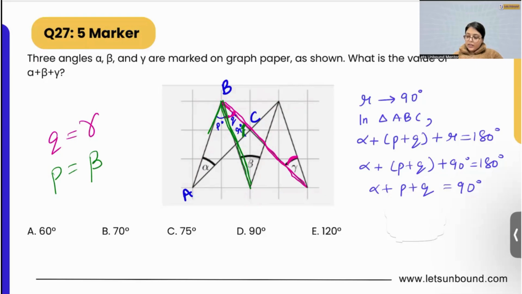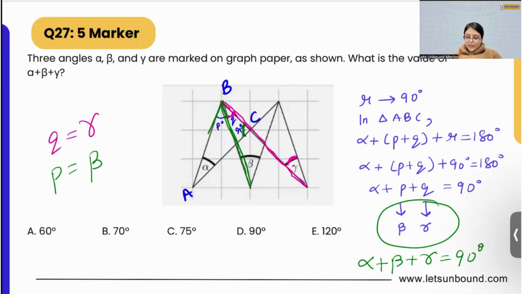So what we got is P is equal to beta and Q is equal to gamma. Over here you can see. So therefore we got alpha plus beta plus gamma as 90, right? So all we have to do is just try to make some of the angles equal to the remaining ones, and we got our answer. So we actually got our answer well in advance, 90. All we had to figure out is what the angles P and Q are related to. Okay, so the answer is option D, that is 90 degrees.